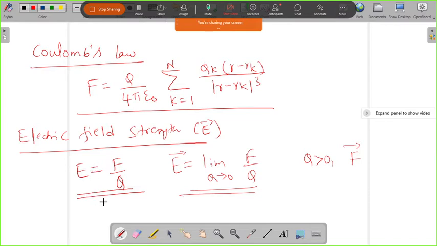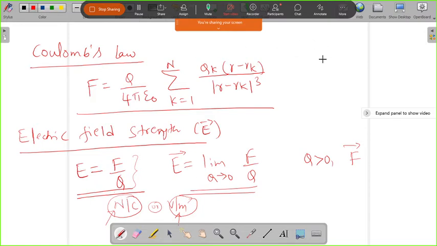Now this electric field strength is measured in newtons per coulomb, or it can also be measured in volts per meter. We will see how this unit came when we discuss material media. For the time being, you can use newtons per coulomb. As per this relation, force per charge is nothing but newtons per coulomb.